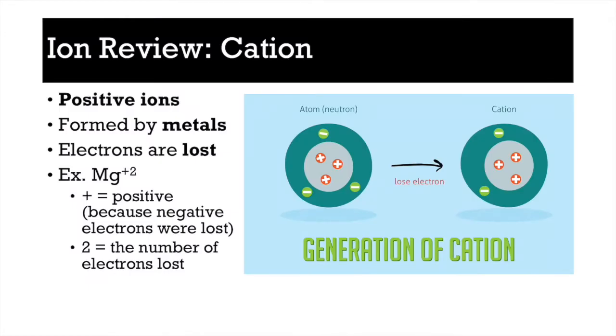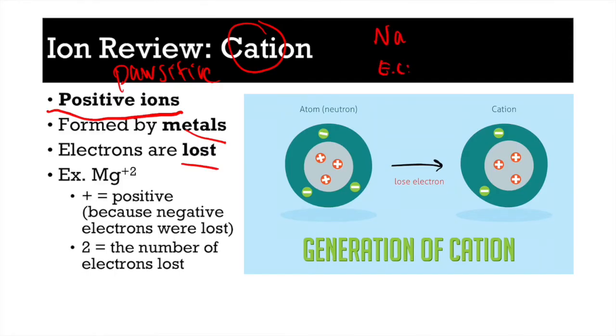Okay, so let's talk about cations. Cations are positive. Remember, cats have paws, positive. These are formed by metals when metals lose electrons. So if we look, for example, at sodium, the electron configuration for sodium is 2-8-1. So sodium has one valence electron. All atoms want a full stable valence shell, and for most elements it is 8 electrons.